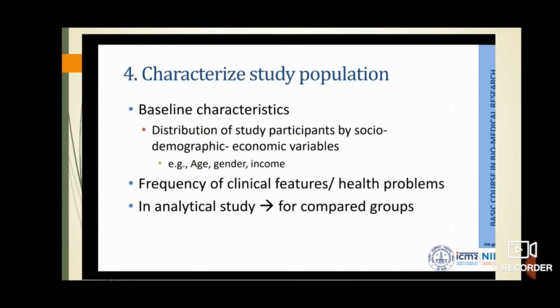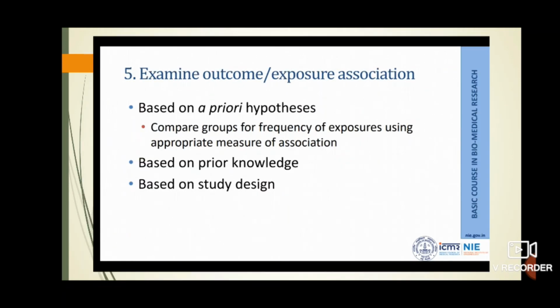Then we have to characterize the study population, like baseline characteristics, then age, gender, sex, like that. Then we have to find out the frequency of the clinical features or the health problems, and then in the analytical study, for the compared groups, we have to do this for both of them. Then we have to examine the outcome or the exposure associations based on the hypothesis called a priori. That is, we have to compare the groups for frequency of exposures using an appropriate measure of association.